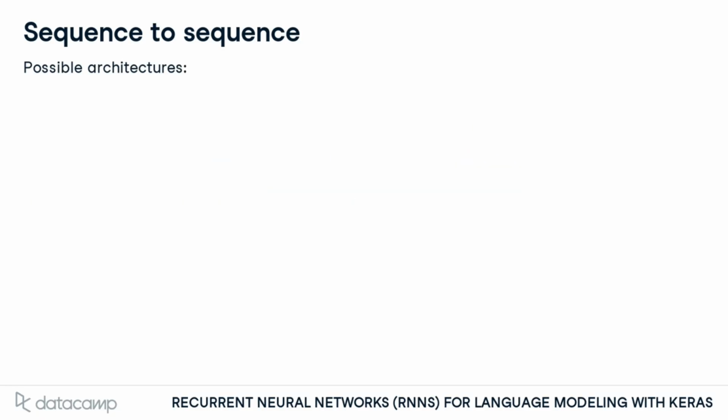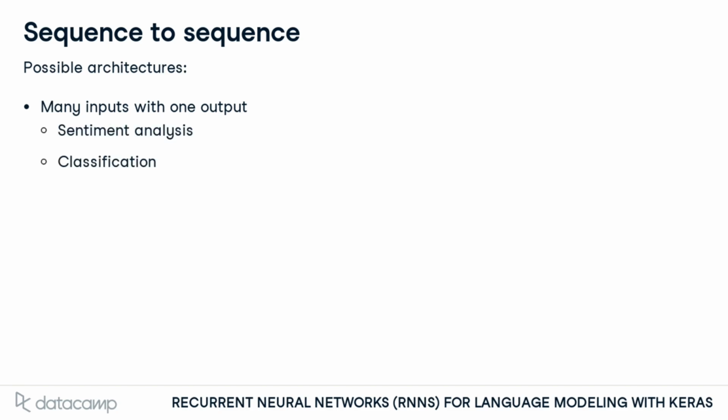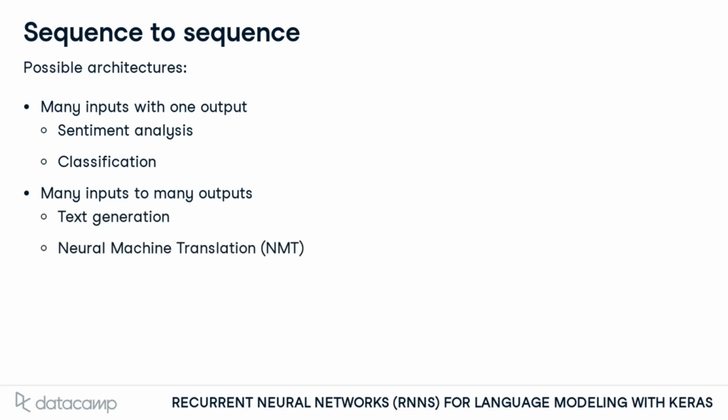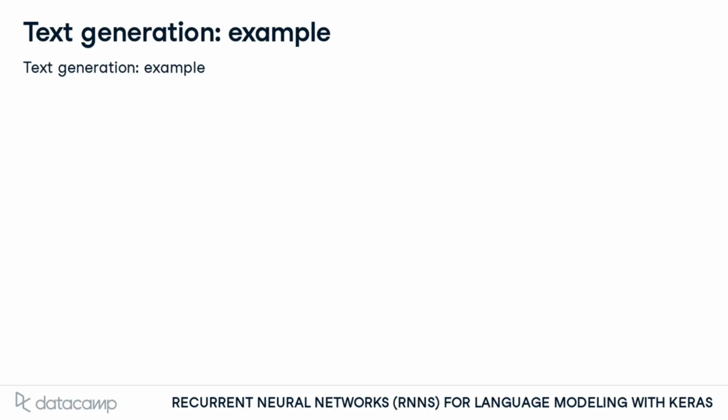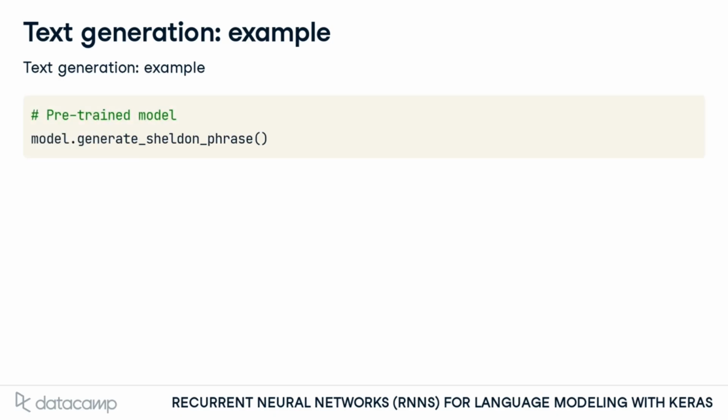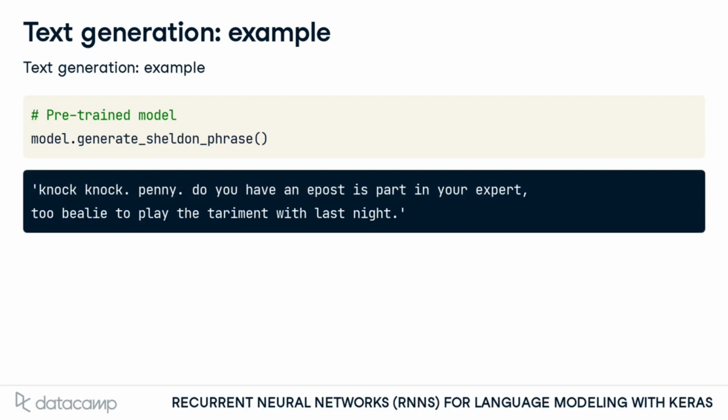Sequence-to-sequence models can be divided in two groups, the ones with one output, which we saw when doing sentiment analysis and multi-class classification, and the one with many outputs, which is the object of study in this chapter. It contemplates text generation and neural machine translation. Text generation is the process of automatically creating textual content. State-of-the-art models perform so well that a person cannot identify that the text was created by a machine.